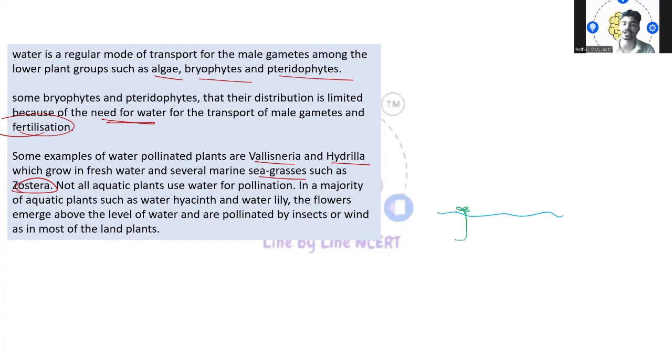As a result, the pollination normally occurs with the help of wind or insects. So in some water plants like the water lily, pollination does not happen within the water, and they don't need water for transfer of the gametes from the anther to the stigma. Instead, insects and wind act as the pollinating agent here. So that is again a very important thing.